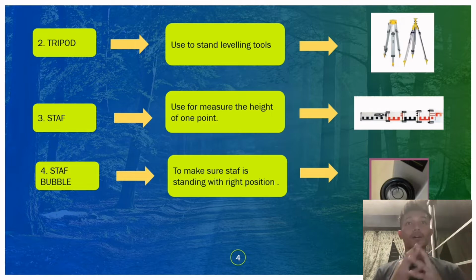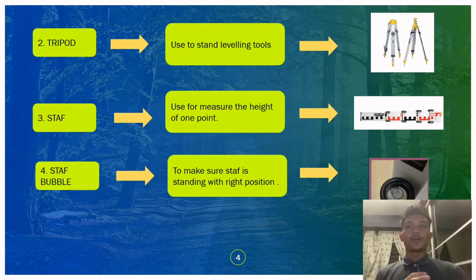Now I will continue with the slide. Okay, number 2, we have the tripod. The tripod is used to stand leveling tools in the diagram. So that is a tripod. Okay, number 3, we have the staff. The staff is used to measure the height of a point. So that is the diagram of the staff. And number 4, we have the staff bubble. The staff bubble is to make sure that the staff is standing in the right position. So that is a diagram of the staff bubble.